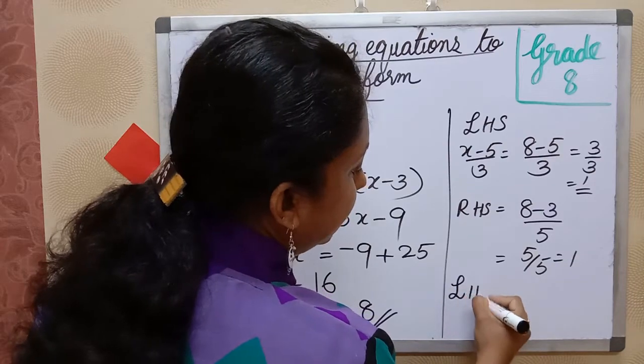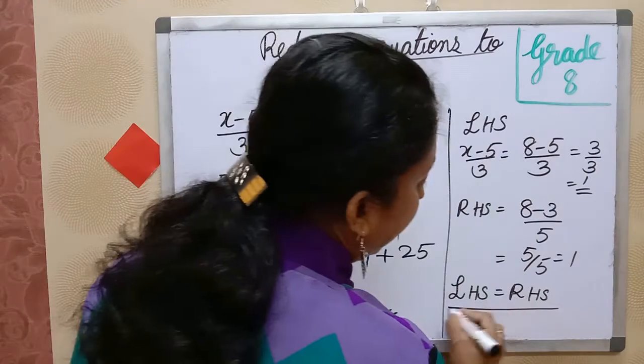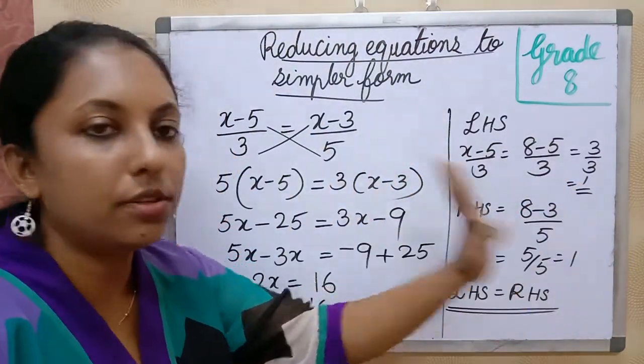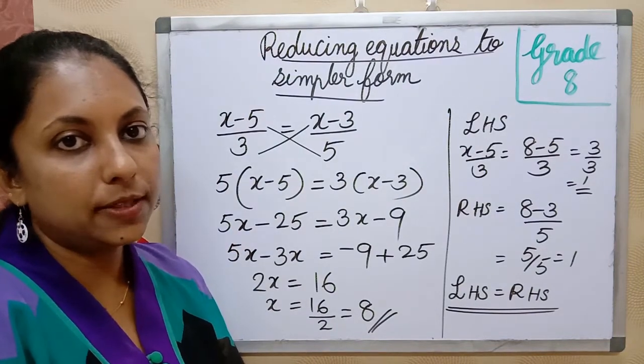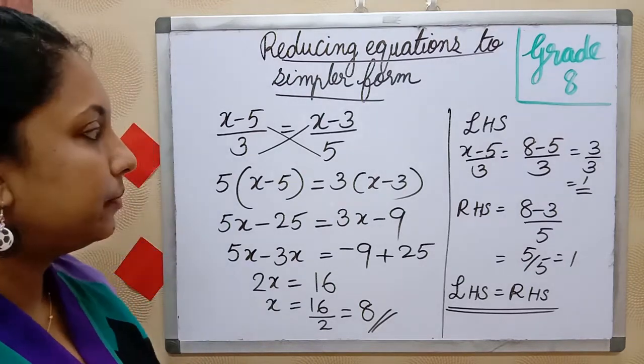That is LHS is equal to RHS. So our answer is correct. LHS is equal to RHS, 1 is equal to 1 only. Hope you all understood. We can do a few questions in the textbook.